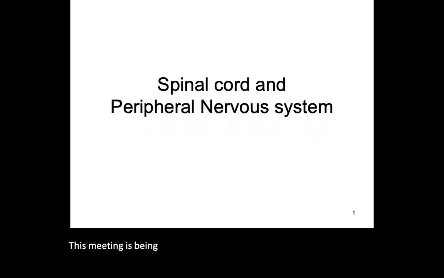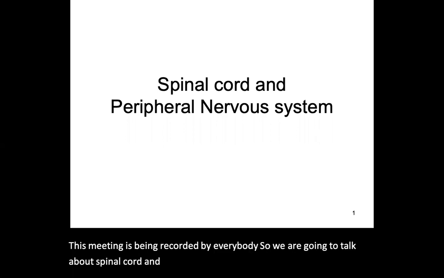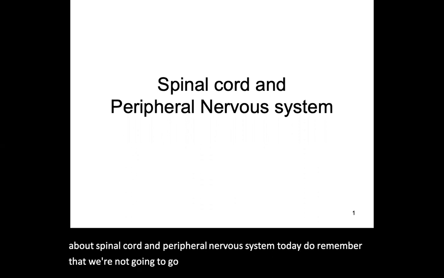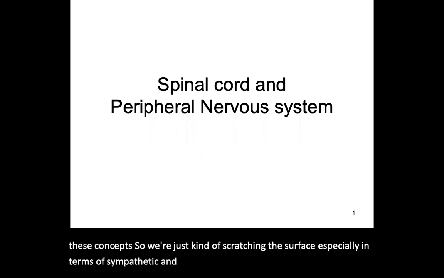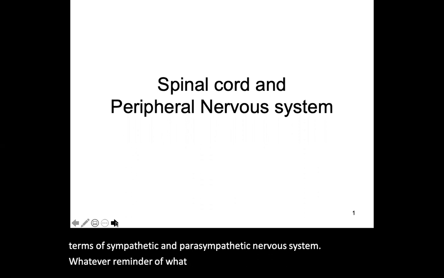Hi everybody. So we are going to talk about the spinal cord and peripheral nervous system today. Do remember that we're not going to go into details in terms of physiology for many of these concepts. So we're just kind of scratching the surface, especially in terms of the sympathetic and parasympathetic nervous system. So, kind of a reminder of what we learned from the central nervous system.